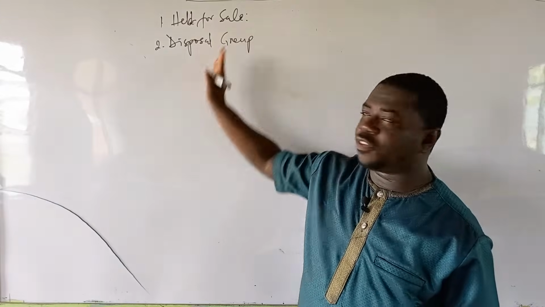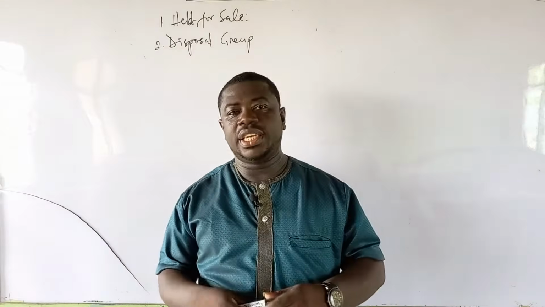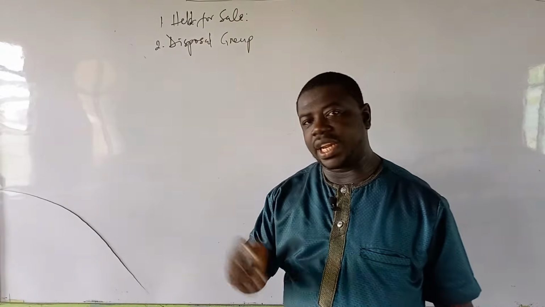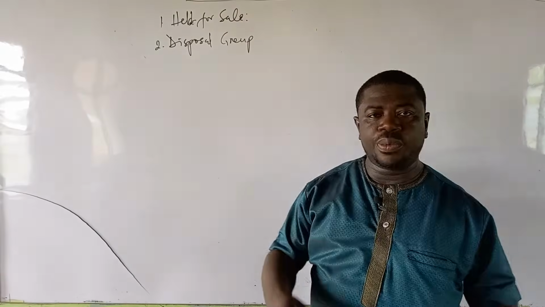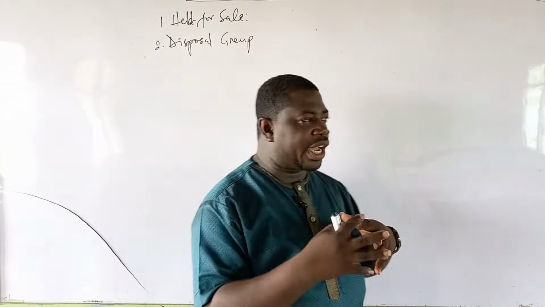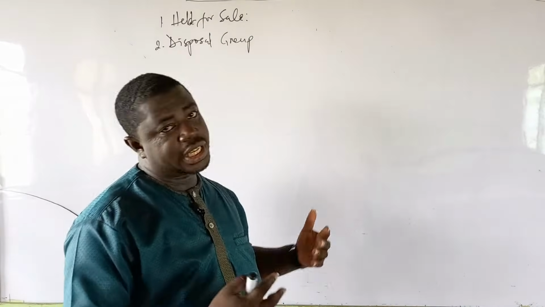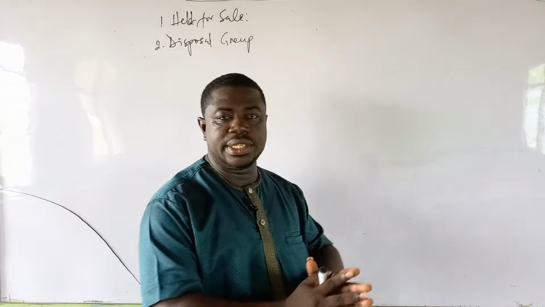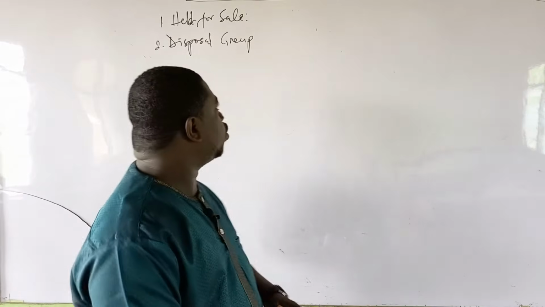So held for sale is when we know that the carrying amount of an asset will be recovered through selling rather than using it. And a disposal group is when you combine one or more assets and, in some cases, some liabilities to sell together in one single transaction. That is what you should understand.